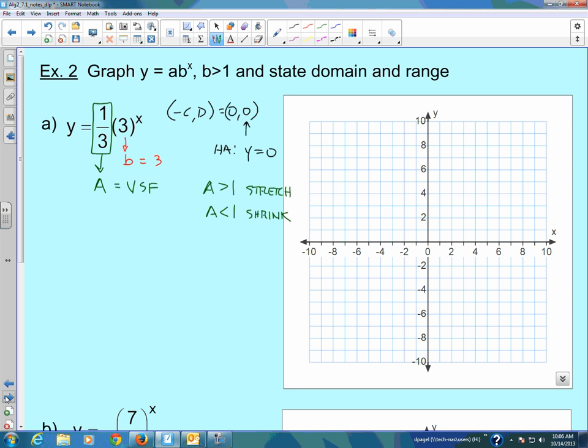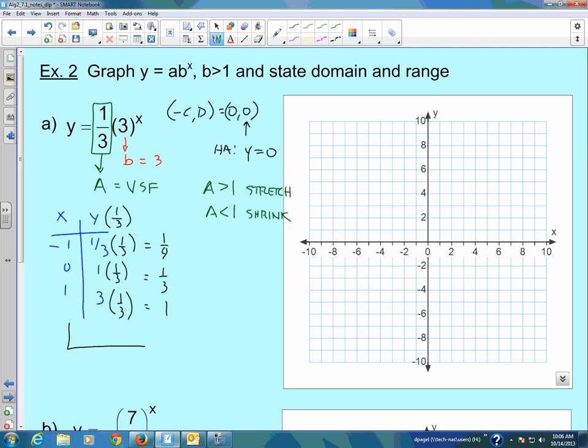So we go ahead and we do our points now. We're going to be adjusting our parent function a little bit. So -1, 0, 1. I'm going to go ahead and use the B value that we have. So I have 1/3, 1, and 3. But now, because of the 1/3 value that we have out there as our A, we're going to have to multiply all these by 1/3. And our new points become 1/9 and 1/3 and 1. So now these are my critical movements that I will have for my graph.